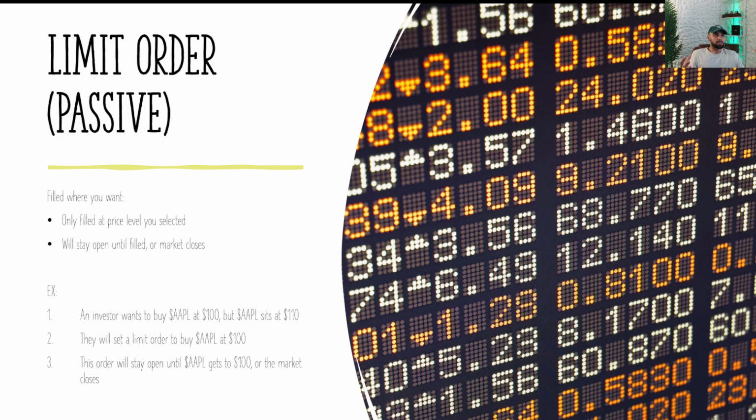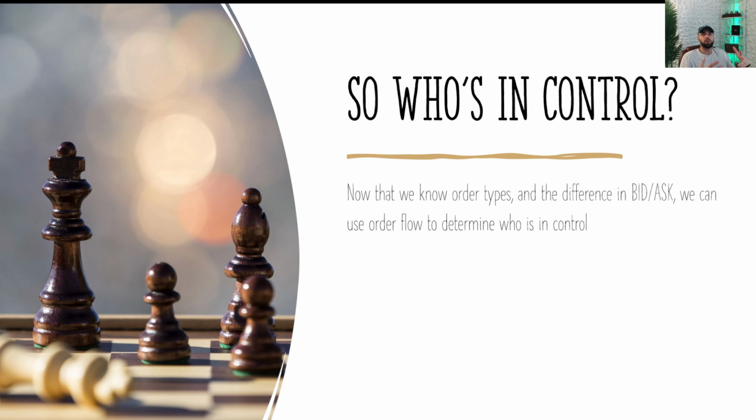For limit orders, it's different. It's only filled at the price level you selected and it will stay open until filled or until the market closes. For an example, an investor wants to buy Apple at $100, but Apple is sitting at $110. So they'll set a limit order to buy Apple at $100, and the order will stay there until Apple hits $100, the market closes, or they cancel their order. So limit orders, think of them as passive. Very, very passive.